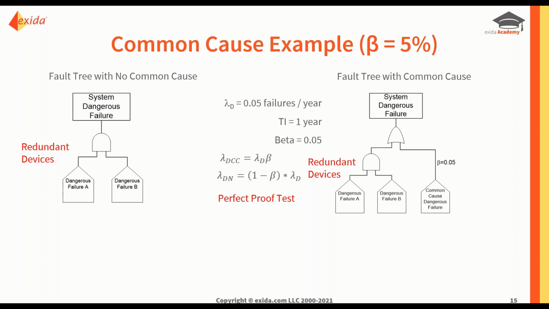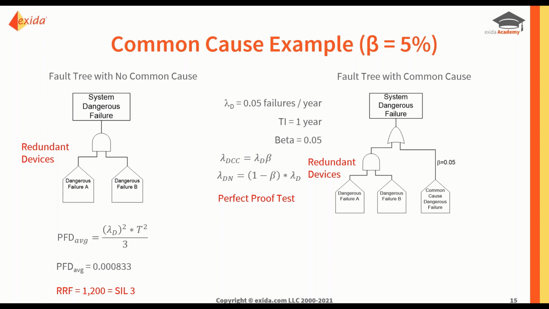So in the first case, we go through taking the probability of failing dangerously for the A and the B, perform the AND function, and then take the average. I'm not going to go into the formula, but it is lambda D squared T squared over 3. If we plug those numbers in, we end up with a PFDavg of 8.3 times 10 to the minus 4, and a risk reduction factor of 1200. In low demand, that would be a SIL 3.